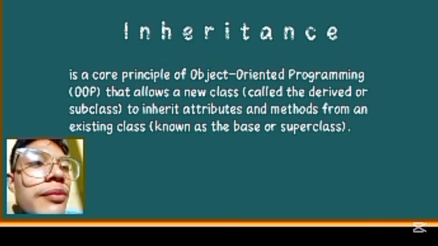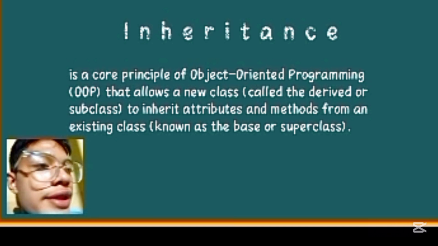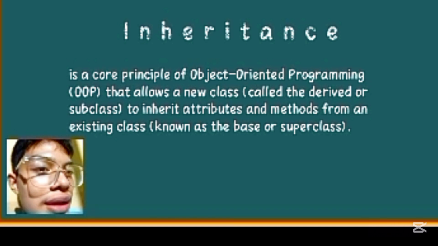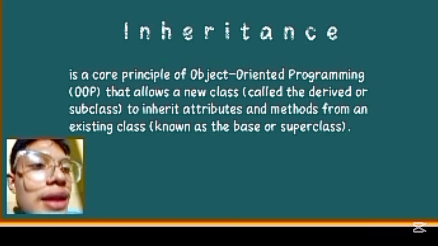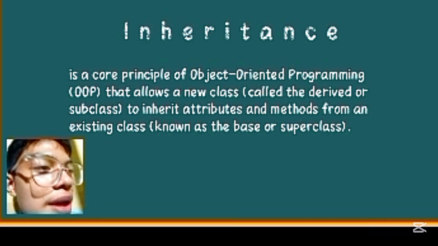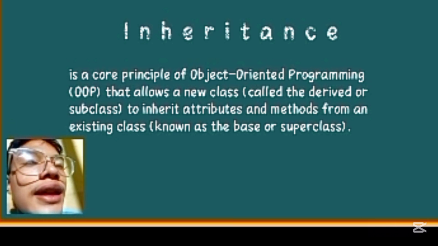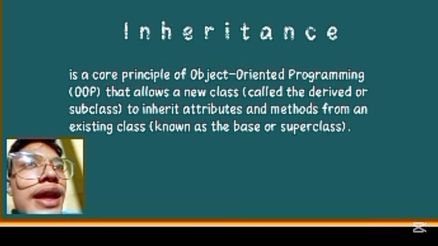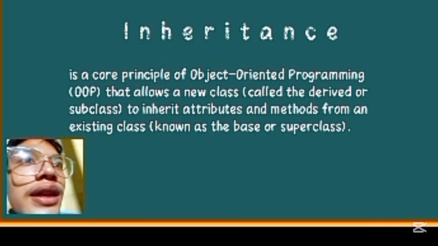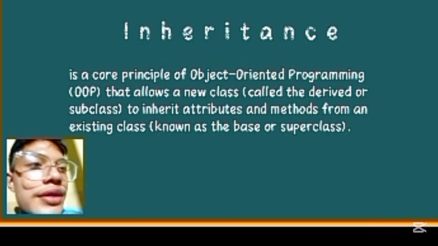Inheritance is a core principle of OOP that allows a new class, called the derived or subclass, to inherit attributes and methods from an existing class known as the base or superclass. It's like a child that inherits genes from its parents. That's called inheritance, from the word inherit.